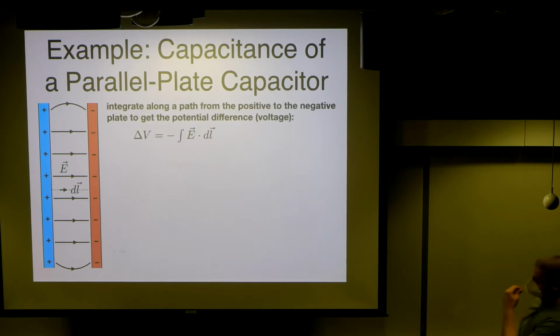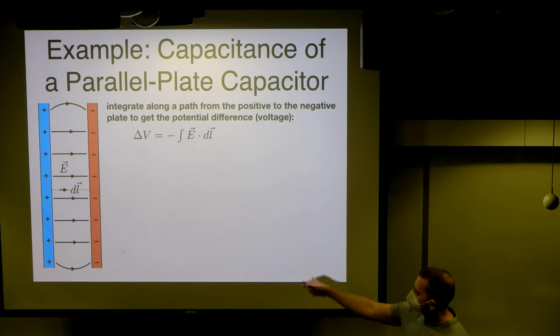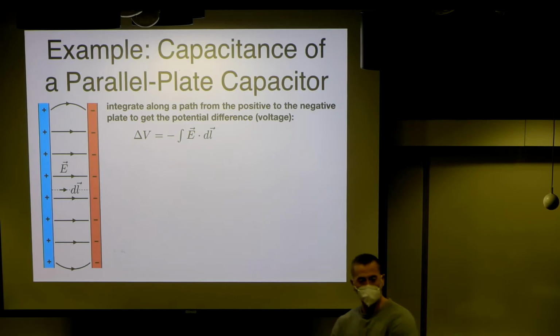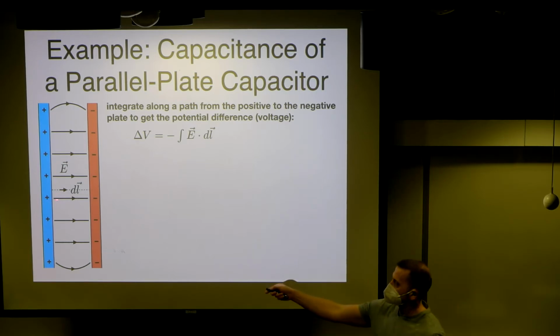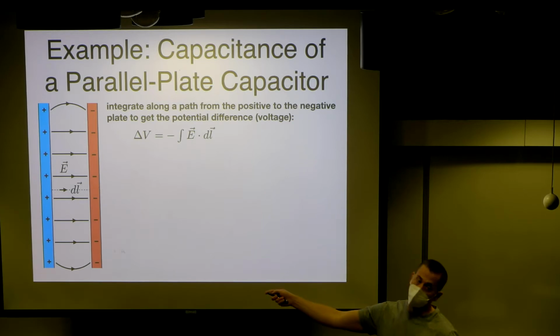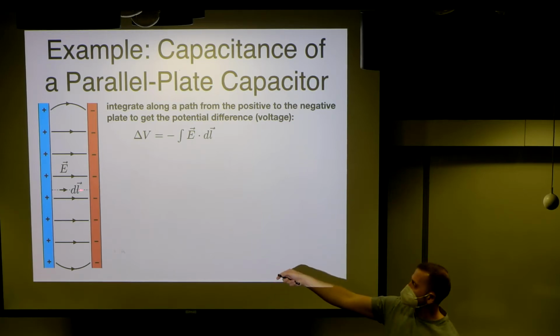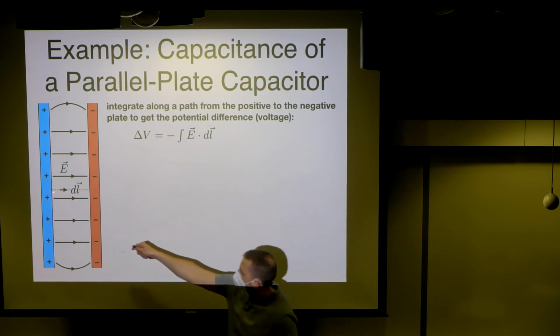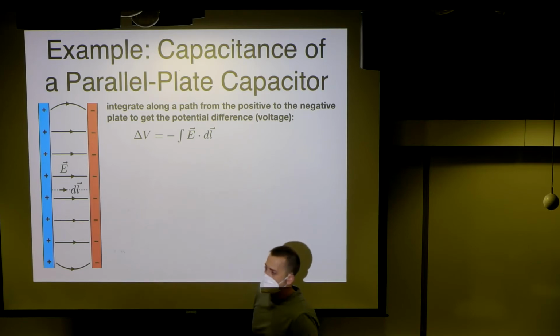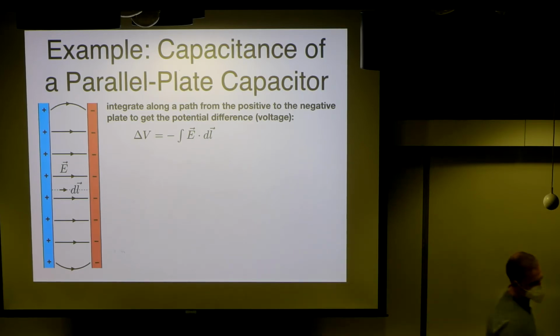Remember, whenever we calculate potential difference, it's given by this integral: delta V equals minus integral E dot dl, where dl is the displacement along a path from some starting point to some ending point. So if I want to know the voltage between the two plates, I better start my integral at one plate and end it at the other plate. Let's go from the positive to the negative plate. That's an easy way to visualize this. You see my path starts here at the positive plate and ends here at the negative plate. That's the path we're going to integrate over.